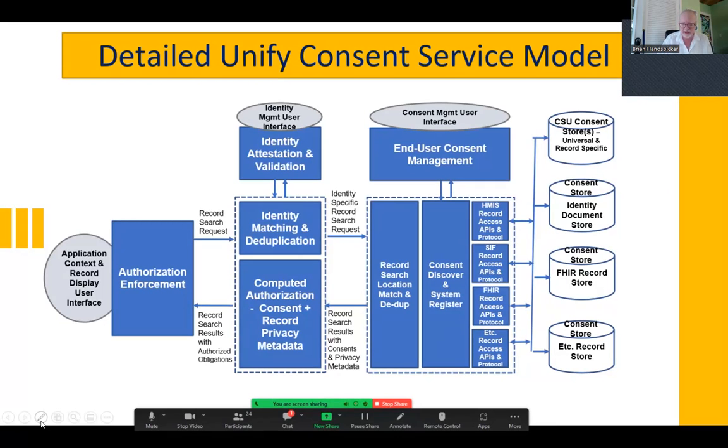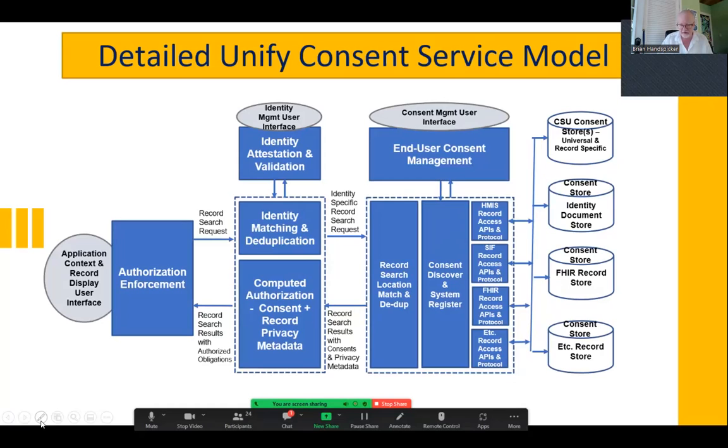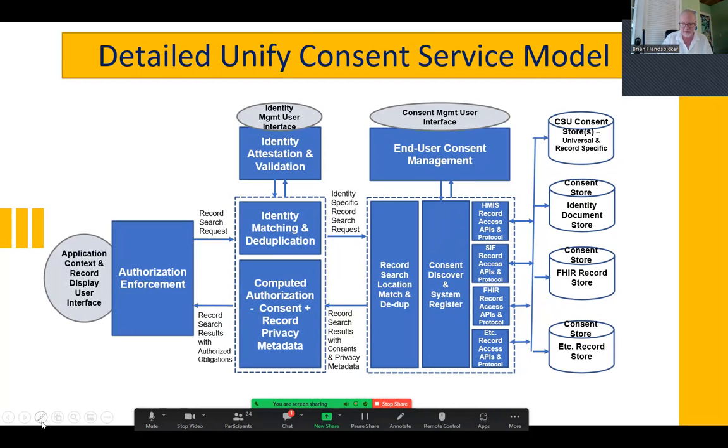Diving deeper into the functionality provided by consent discovery and consent decision services, we see a more complicated model, largely in order to better understand exactly where existing technologies might fit in to a model for a consent service utility. So we have things like consent enforcement service, but it's generalized to authorization enforcement. We still have consent decision service, now computed authorization. And we've explicitly called out identity matching. Consent discovery then has added in record location and record access.